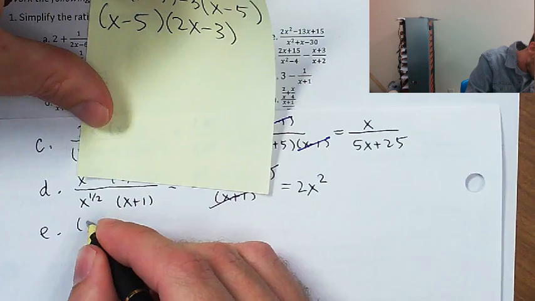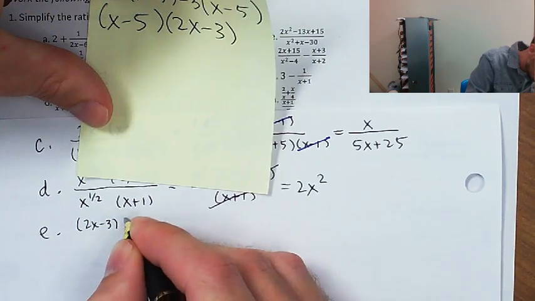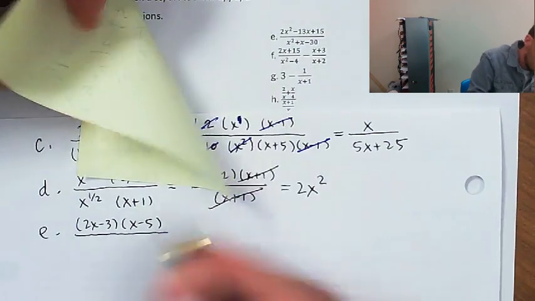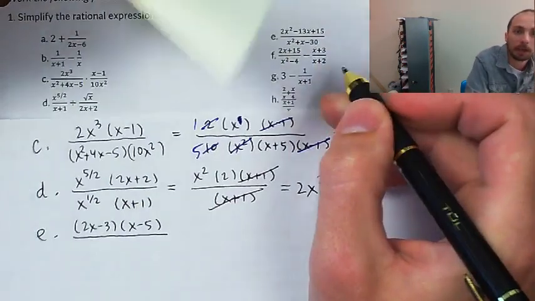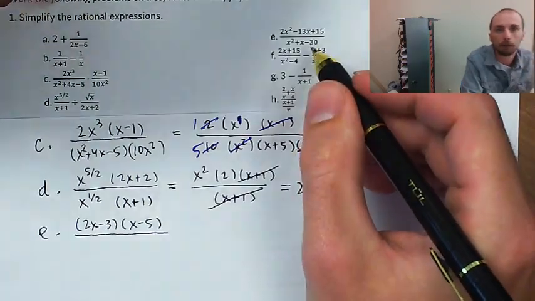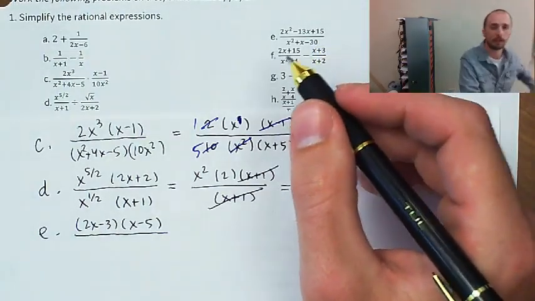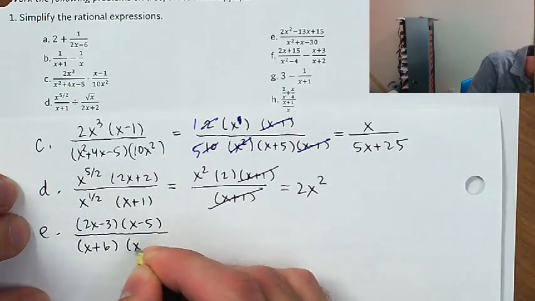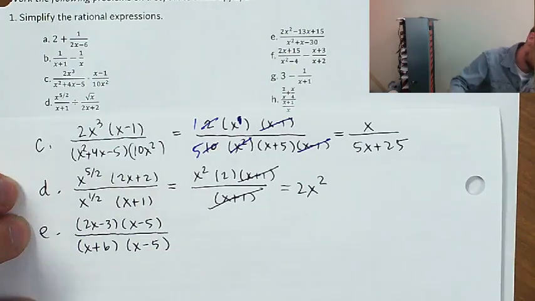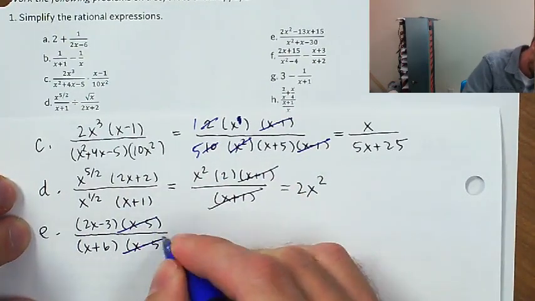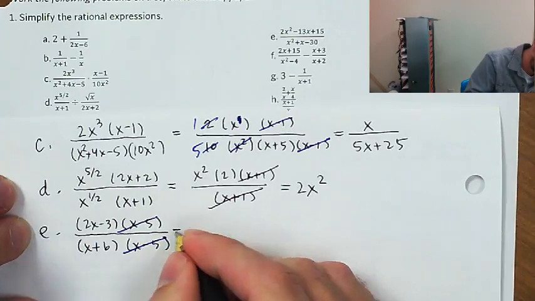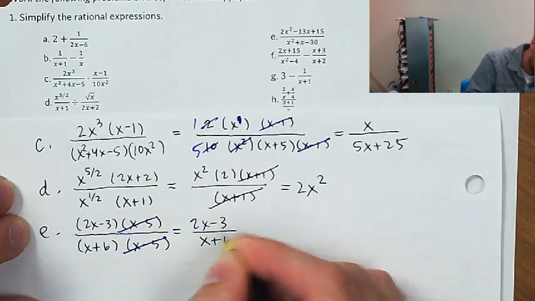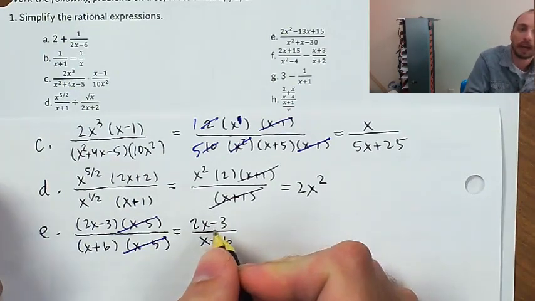So I'm going to keep that here. Divide by x squared plus x minus 30. Two numbers that multiply to negative 30 while adding to positive 1. That would be positive 6 and negative 5. So I'm going to have x plus 6 and x minus 5. Then I can cancel these things off here, and I'll be left with 2x minus 3 over x plus 6.